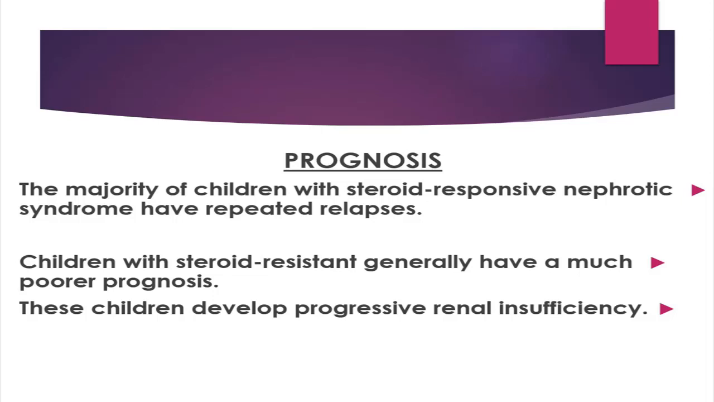Prognosis: the good thing is that the patients, although they have repeated relapses, many of them are steroid responsive. But those with steroid resistance will have a poorer prognosis and can develop progressive renal insufficiency. This is the problem in nephrotic patients. The majority of them will respond and have relapses, but those that do not respond have a poorer prognosis.